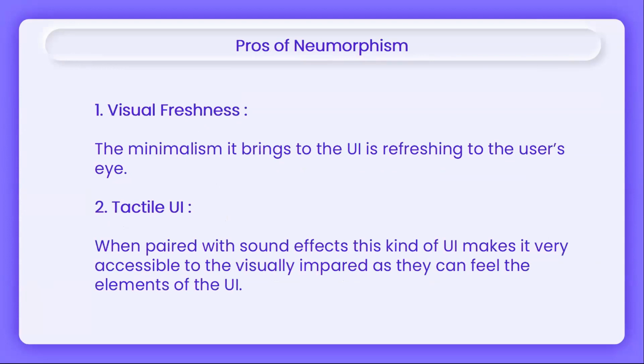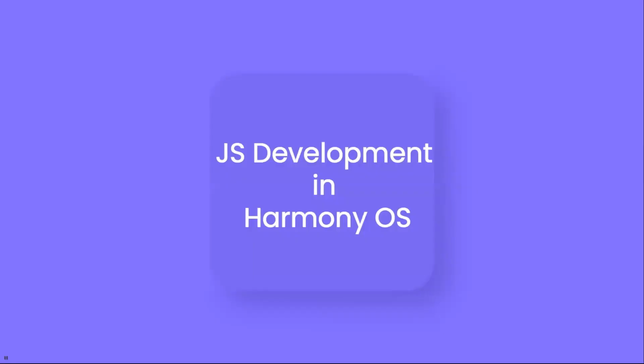While having some cons, neumorphism has some of its pros also. First of its pros is that it has a very refreshing UI, along with very minimalism. And the second one is that it can be used in making tactile UIs. So what is a tactile UI? In tactile UI, we basically use sound effects along with the components so that visually impaired people can click on the elements and they can feel the element with the sound effect. So it can be used in that.